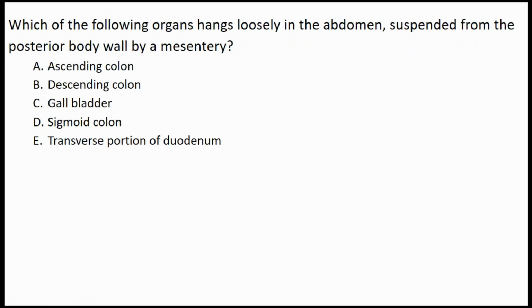All right, who's got a mesentery? The answer is D, sigmoid colon. Now, if I had transverse colon, ileum, and jejunum in there, those would also be valid answers. But of the things on this list, only D has a mesentery.